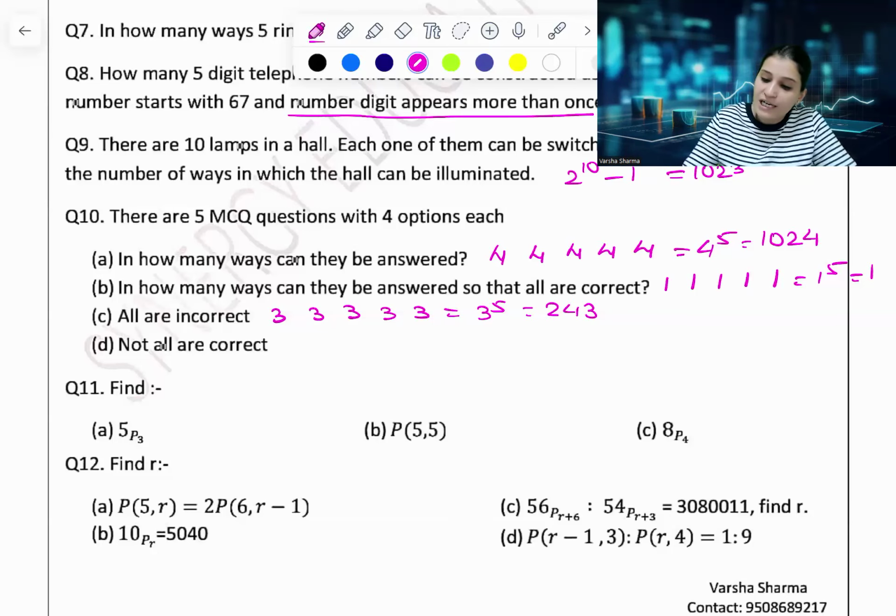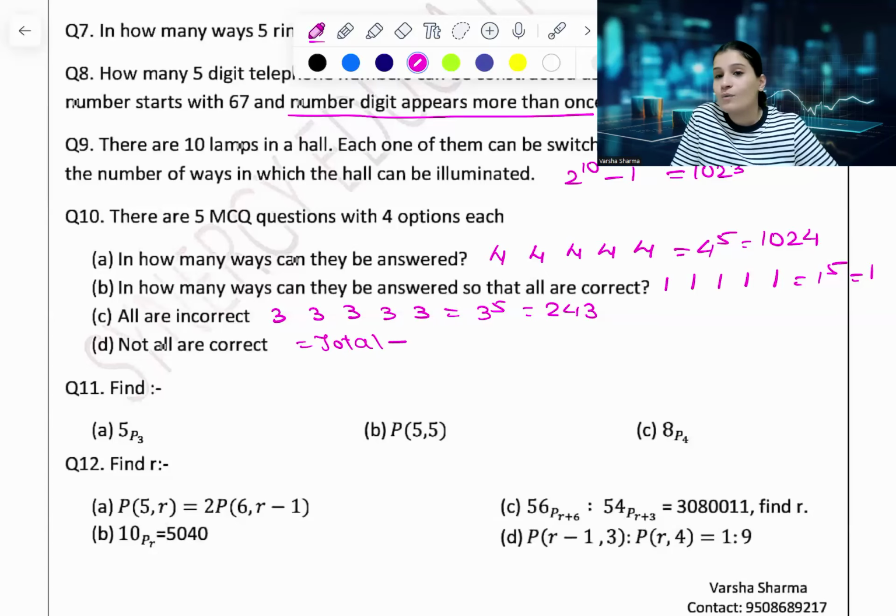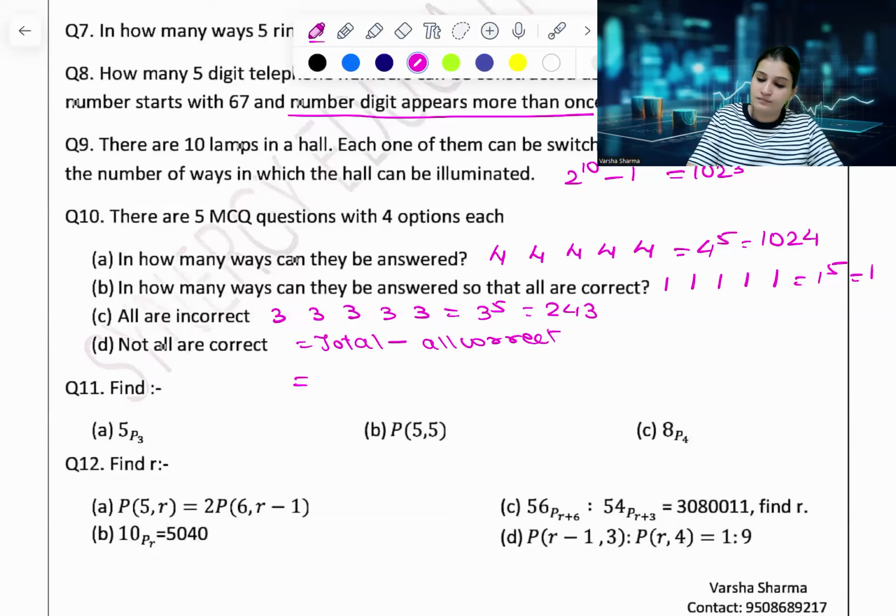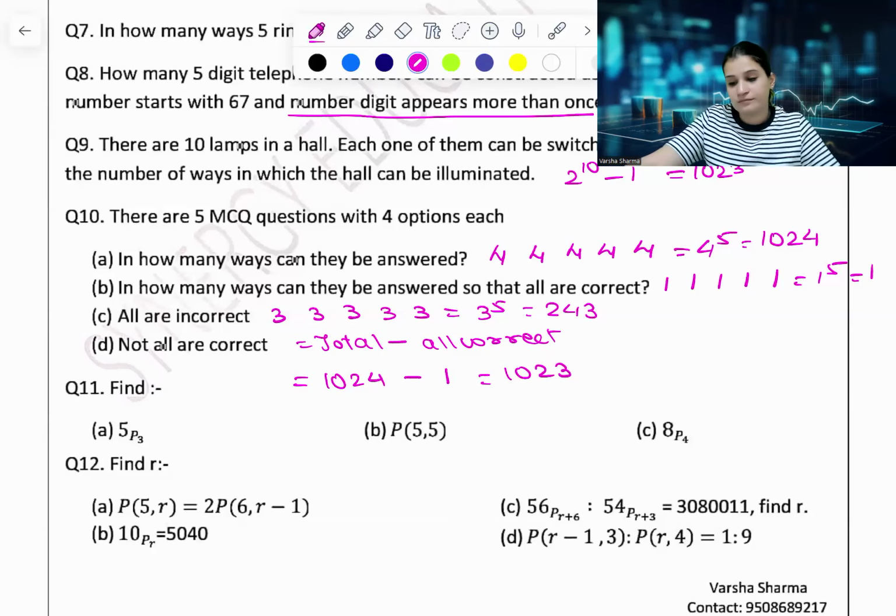So not all are correct will be total minus what I don't want. What I don't want is all correct. So total, how many options are there? 1024. And for all correct, how many options are there? 1. So 1023. Clear? Yes, ma'am. All of you clear? Any doubts? No, ma'am.